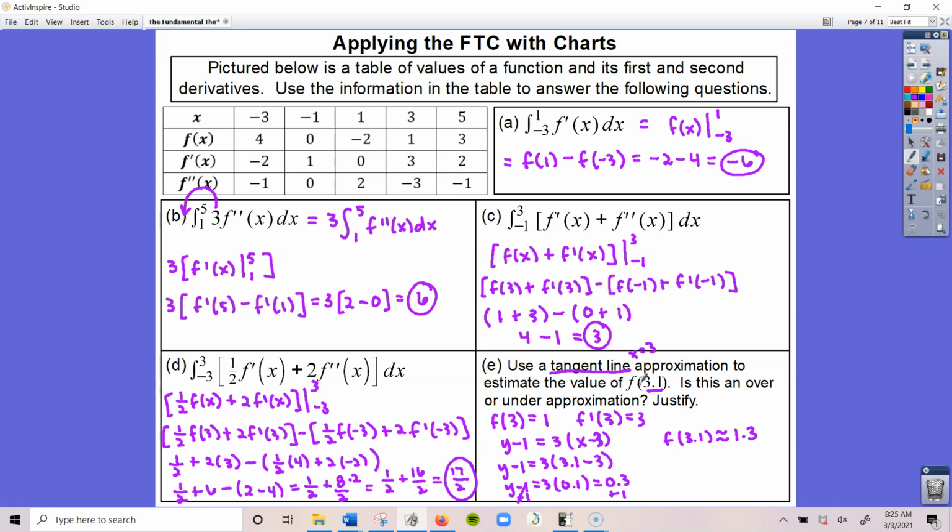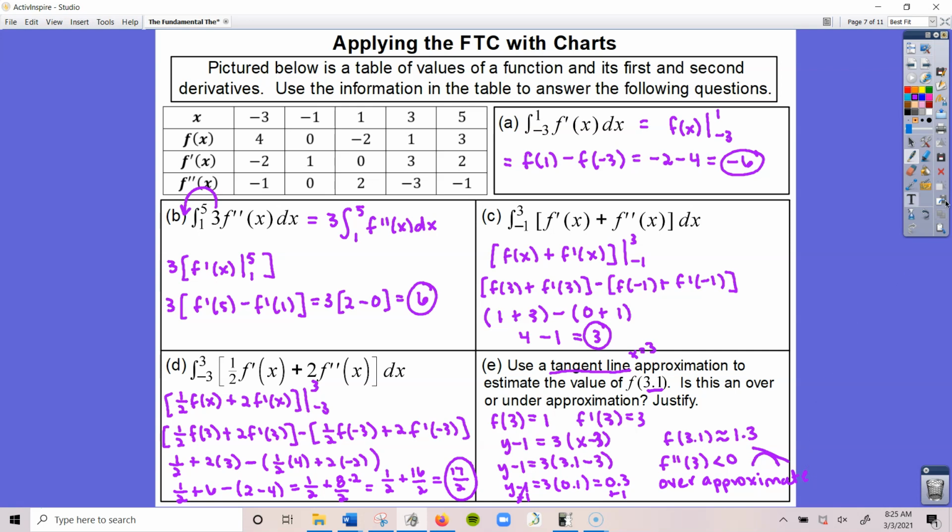Now to determine if this is an over or an under approximation, that depends on the concavity at that x value. So f double prime of 3, if I look here, is negative. So it's less than 0, meaning that my graph is concave down. So if my graph is concave down, that means that the tangent line would be above the curve. So this is an over approximation. And the reasoning is because f double prime of 3 is less than 0.